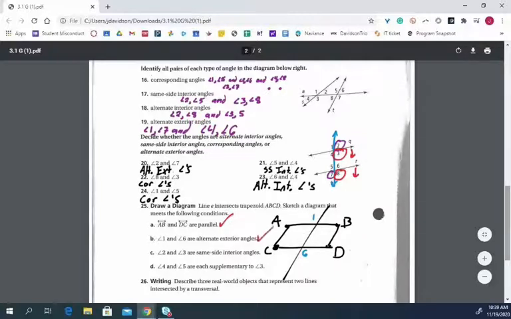Okay, got that. 2 and 3 are same side interior. With me? Yeah. 4 and 5 are each supplementary to 3. Supplementary means they add up to 180. We can do that using the linear pair theorem. So this could be a linear pair that way, right? And this could be a linear pair that way.